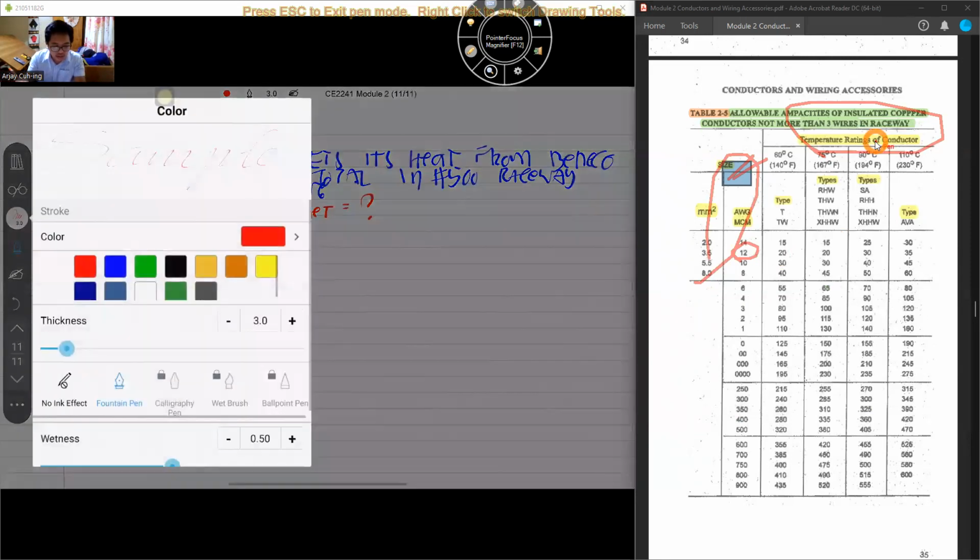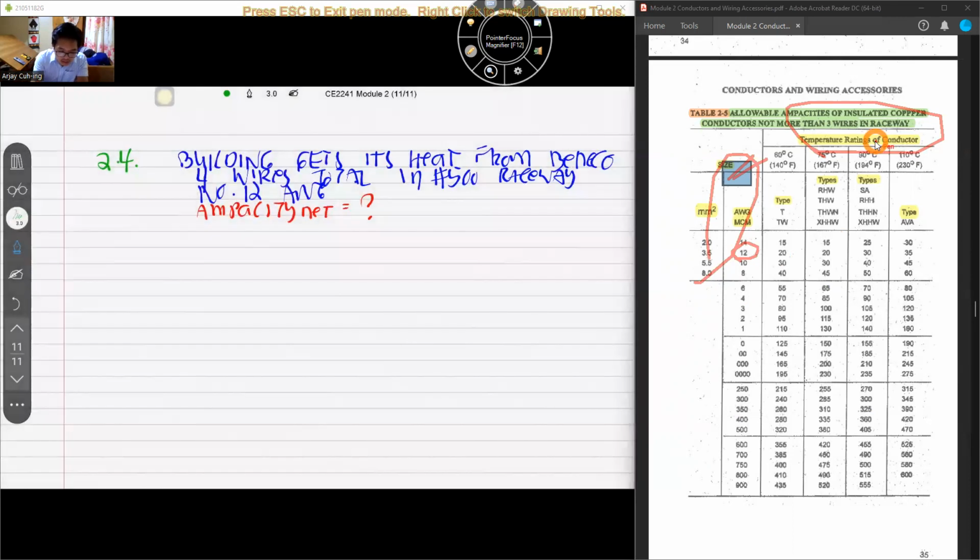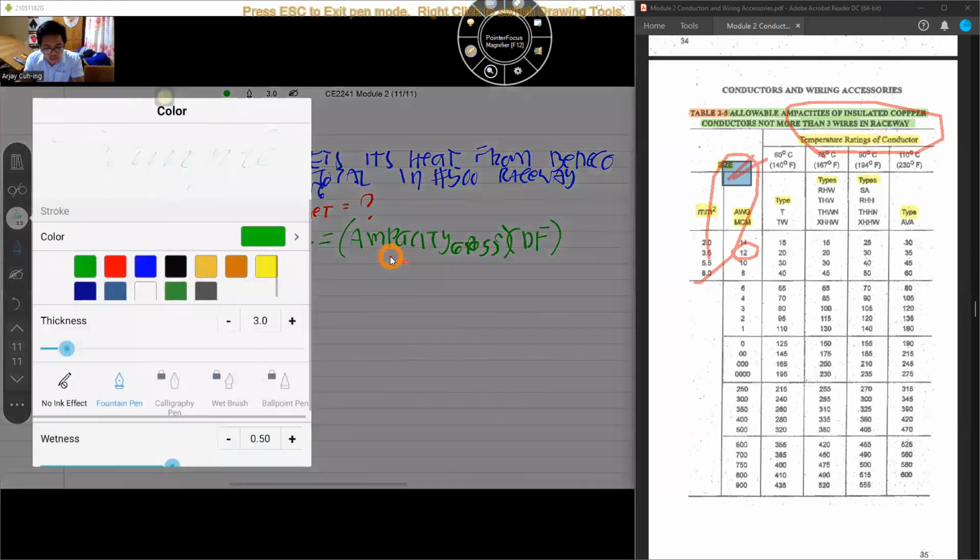Okay. So para makuha natin, class, yung temperature rating, ay, ilagay ko na lang muna, class, yung ating formula. Okay. So ang formula natin dito, class, no? Ampacity net natin, class, will be equal to, again, class, di ba yung gross times yung ating derating factor. Okay, yan. Okay, so again class, ang wala tayo actually, para sa ating ampacity gross muna. Unahin na lang muna natin, class, yung ating ampacity gross.